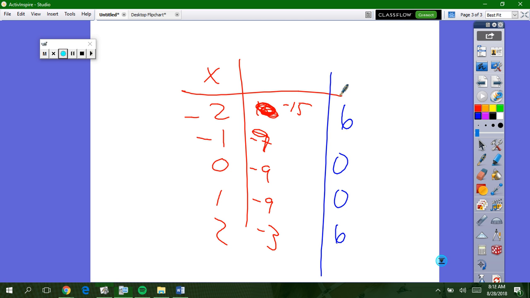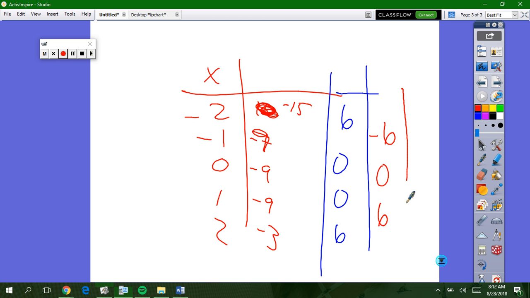Okay, let's try our second difference. How does 6 get to 0? We went down 6, didn't we? How does 0 get to 0? We went 0. How does 0 get to 6? We went up 6. Is our second difference the same? So therefore, this is not a quadratic.